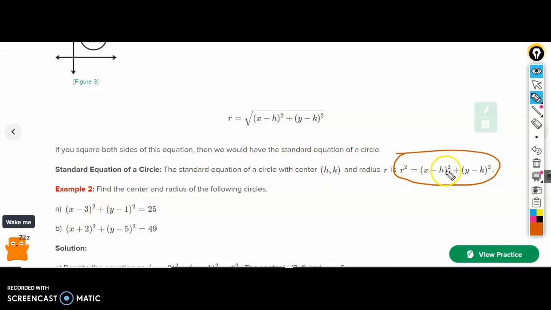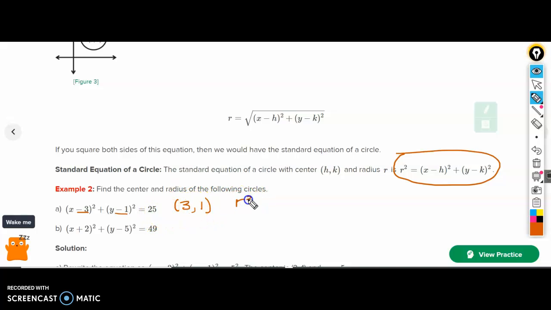So you can see in the equation that the h is negative, but the center is the opposite of that. So if we have x minus 3, the opposite of that is going to be 3. Same thing with the k. In the equation, it's opposite k, but the center is positive k. So then we're going to take the opposite of negative 1, which is going to be 1. So that's our center. That's where the center of our circle is.